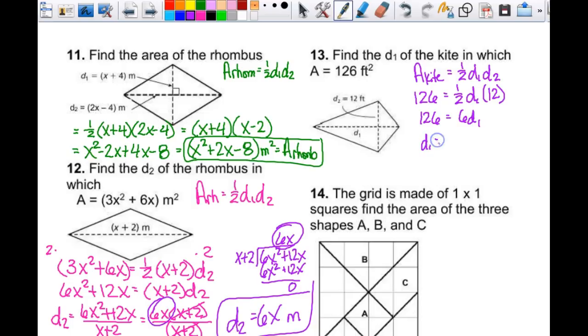So D1 is equal to 126 over 6. Well, they're both even, so that's going to give me 63 over 3. And then that reduces to 21. So that's equal to D1, and that's feet on there.